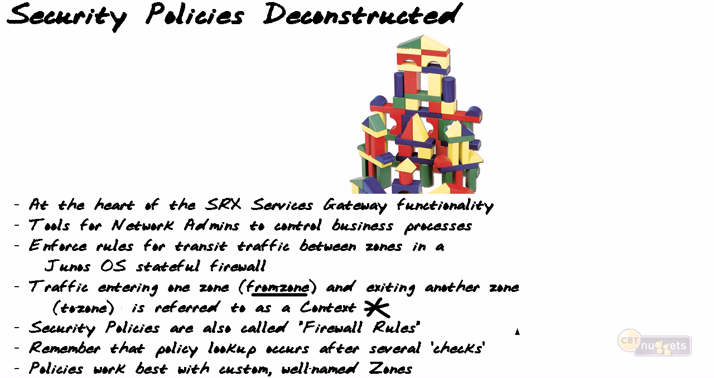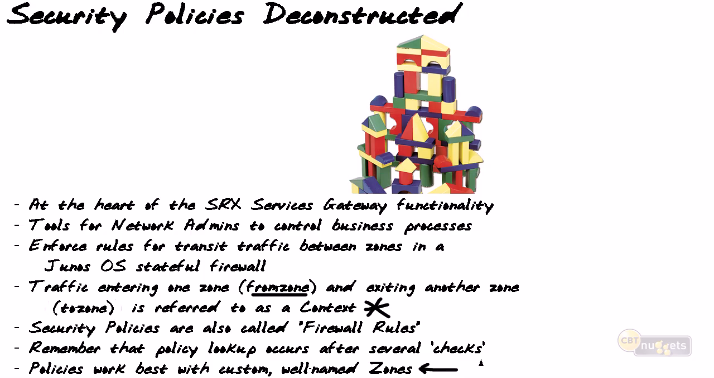So these policies, also referred to as firewall rules, are going to work best when we use custom well-named zones. What does that mean? Well, number one, you might not even call the trust zone the trust zone. You could call it the corp zone. But you could create zones for different business units or departments, like the accounting department, the HR department, R&D department, the management VLAN. And so when you have your own customized, well-named zones, it allows you to build an understandable policy for the traffic that's flowing through your SRX.